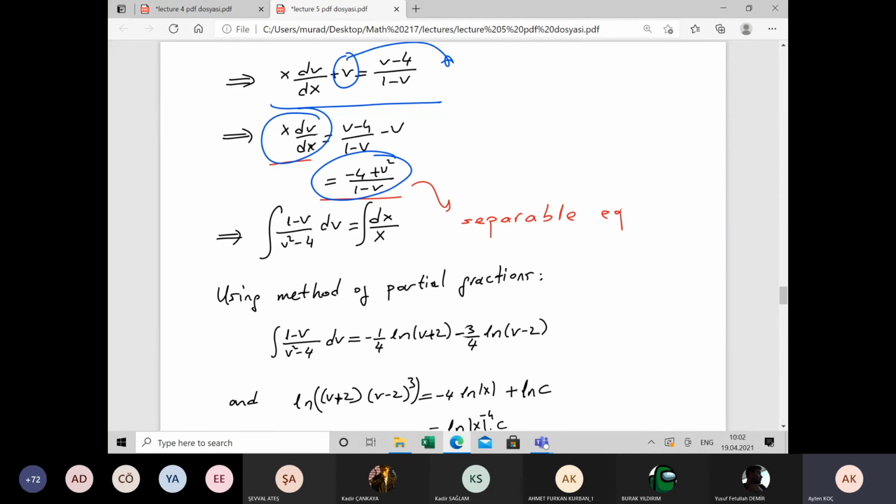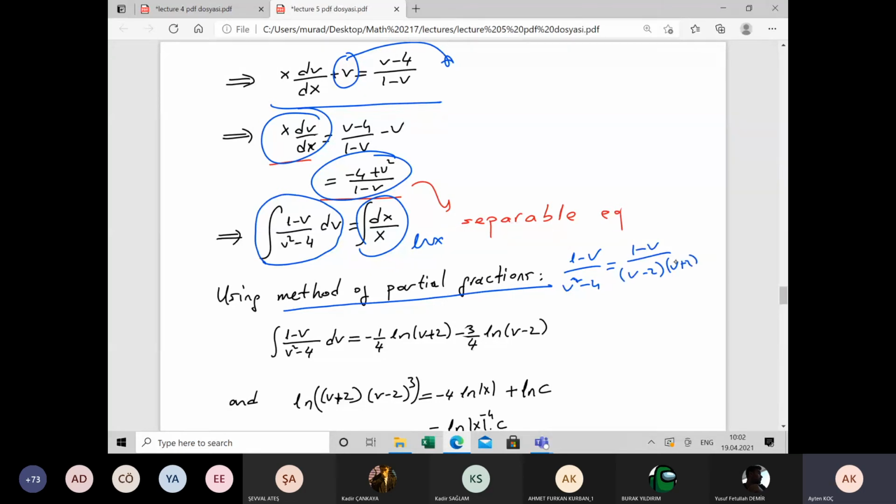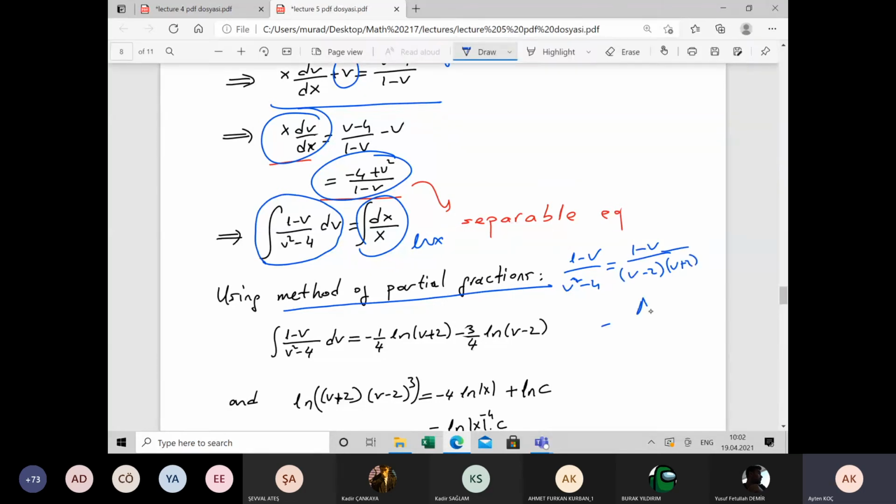So this one is ln x, but this one we don't know, what's this integral? Use the method of partial fractions, it's okay. And so what does it mean? (1 minus v) over (v squared minus 4), and this one is (1 minus v) over (v minus 2)(v plus 2), and this one can be written in this form, a over (v minus 2) plus b over (v plus 2). Integration by partial fractions, and find a and b.